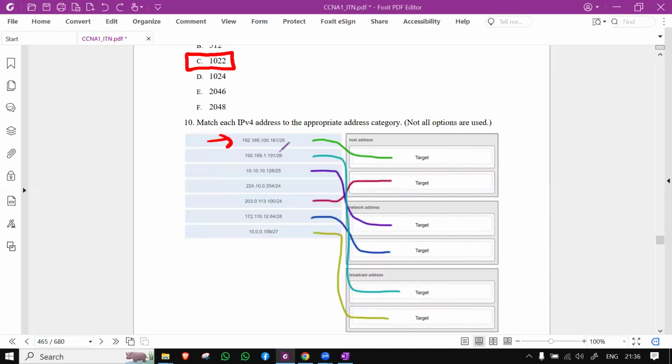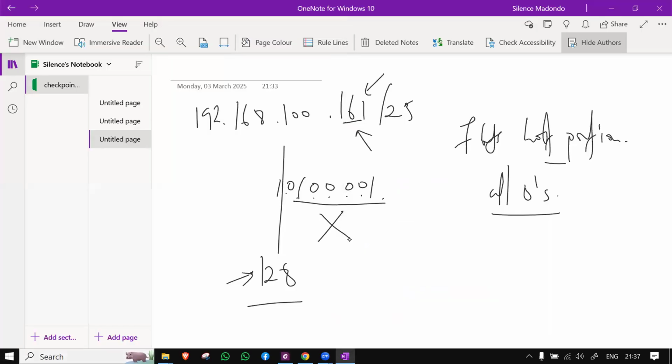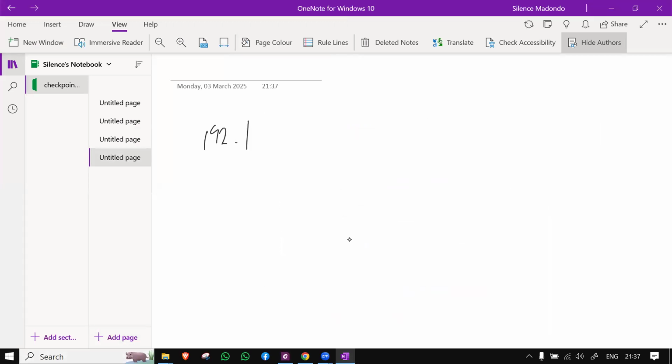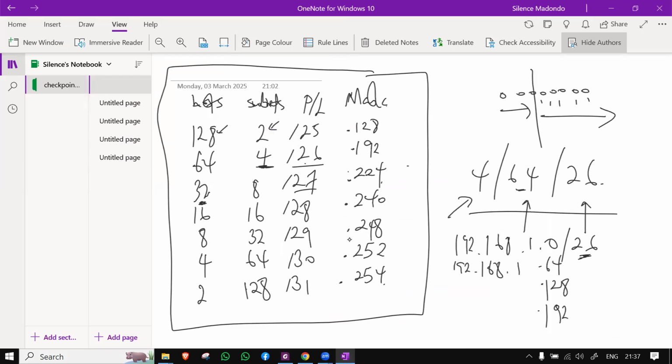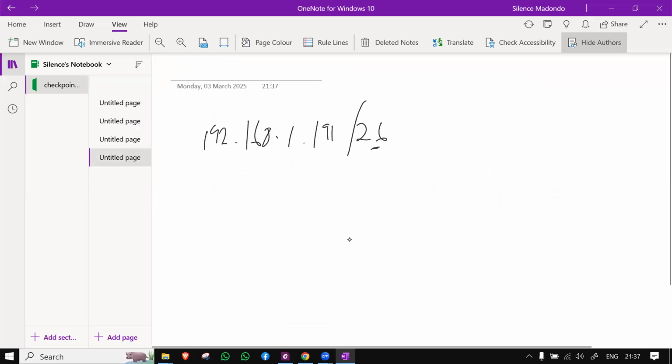Let's look at the others now. 192.168.1.191/26. Why is it a broadcast? If you are looking at /26 networks, I can easily go here. Let's start with our table and make it easy for ourselves. /26, 64 per subnet.